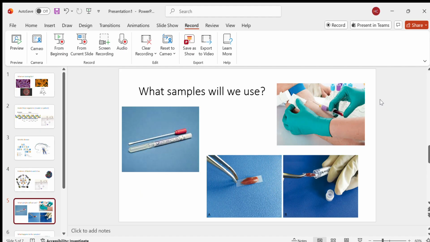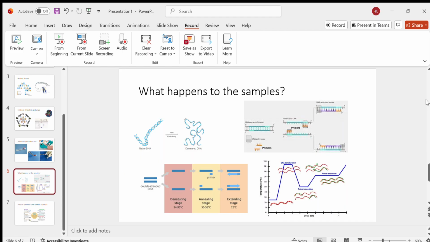Samples can be whole blood, serum, plasma, sputum, swabbed samples, urine, or tissue. Each one has its own requirements leading up to it and for processing it to extract the genetic material. And once the genetic material has been extracted, there's a number of different methods we can use to identify what that material can tell us.